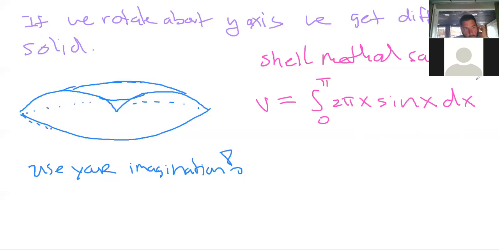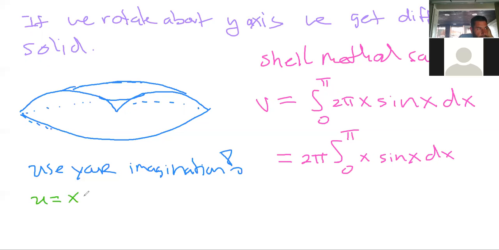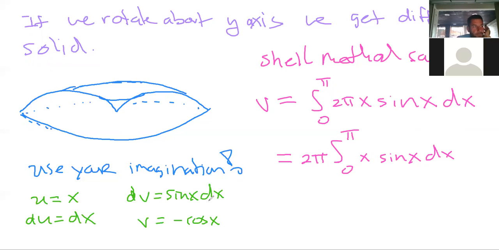Now this integral requires integration by parts. So this is 2 pi, the integral from 0 to pi of x sine x dx. And so the proper way to do this integral is to set u equal to x, and that means your du is dx, and then you set dv equal to sine x dx, and so your v is negative the cosine of x.